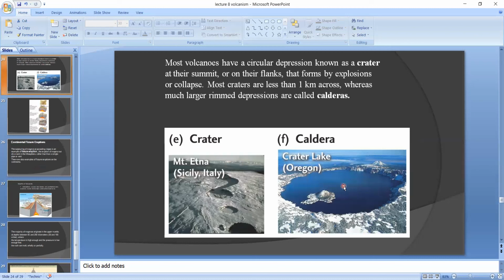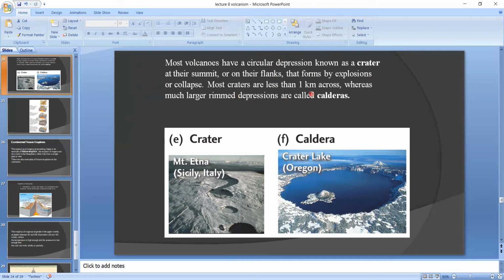Another structure we should define here is the crater and caldera. You remember the bowl type structure on the surface of the earth is called crater. Craters usually become visible. These are circular depressions. Whenever there is an explosion, the upper part of the volcano surface becomes exploded and eroded, and it forms depressions. These depressions or bowls are called craters.